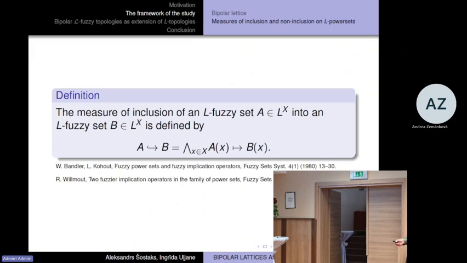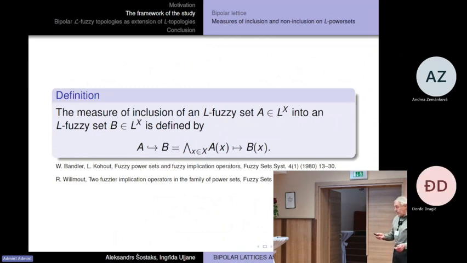Now the second: one concept is the lattice with properties, and another concept we need is the measure of inclusion. The measure of inclusion is defined here. I think for most listeners it is known. We are looking at the belongingness of X to A and the belongingness of X to B, how much AX is below BX. If less, then it will be 1. If larger, then it's some calculation. And then we take the infimum over all X and define the inclusion of A into B.